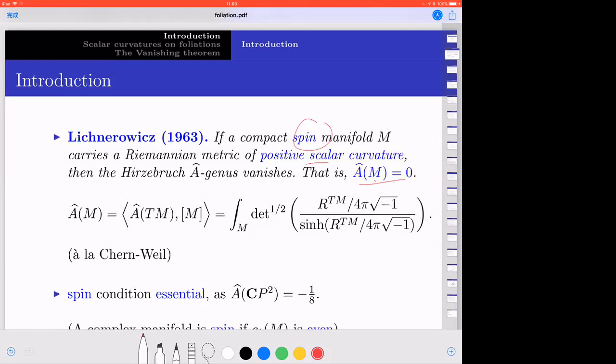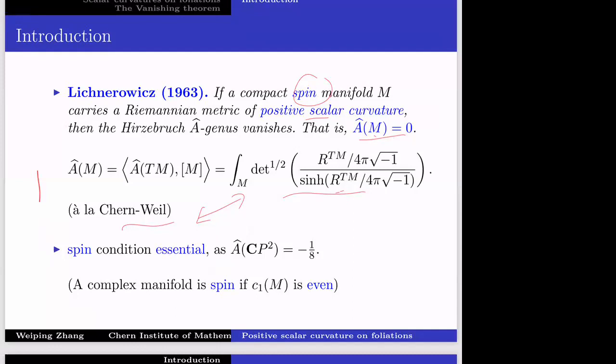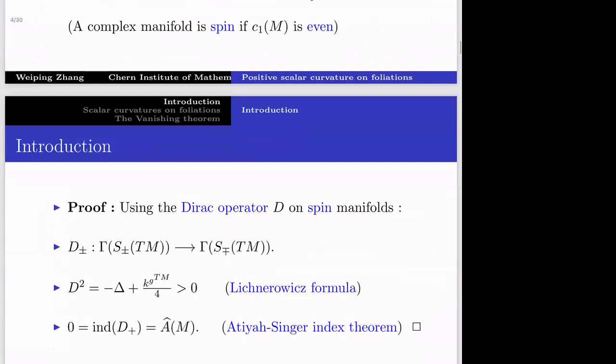Here the A-hat genus is defined. If you consider the curvature of some connection on the tangent bundle, then you can use Chern-Weil theory to define it by differential geometry methods. And here the spin condition is essential. For example, on the two-dimensional complex projective space CP2, the A-hat genus is non-zero, it is minus 1/8, and this is because CP2 is not a spin manifold. In general, on a complex manifold, the spin condition is equivalent to the first Chern class being even.